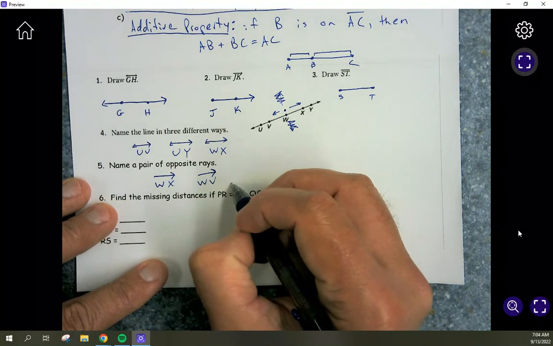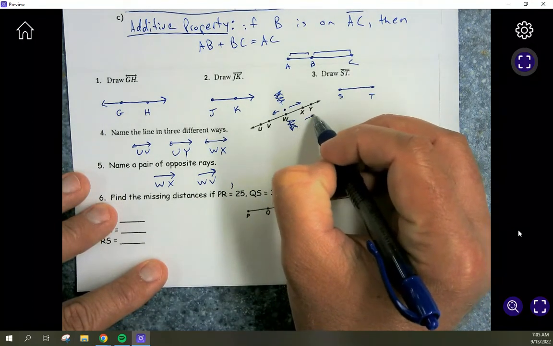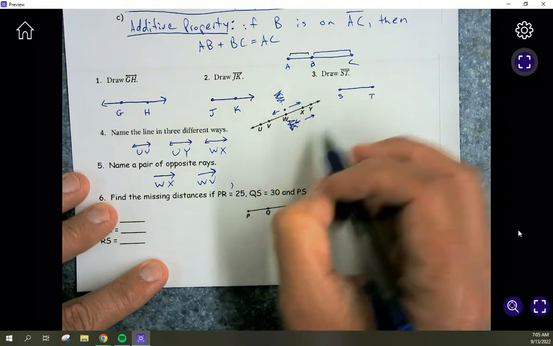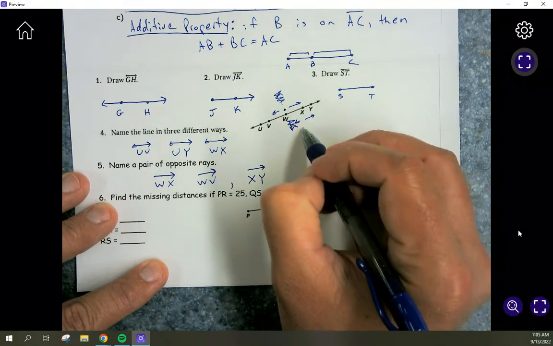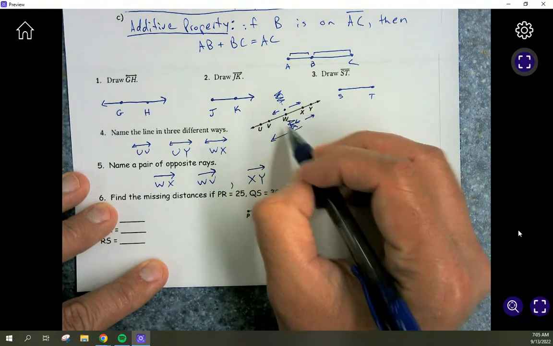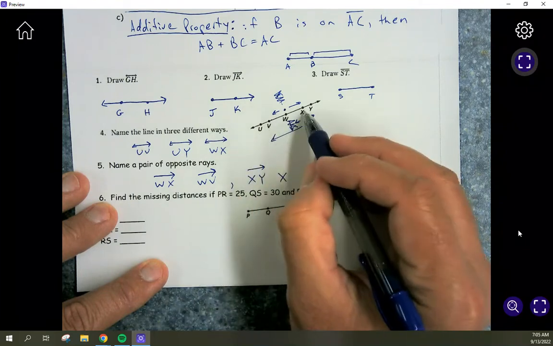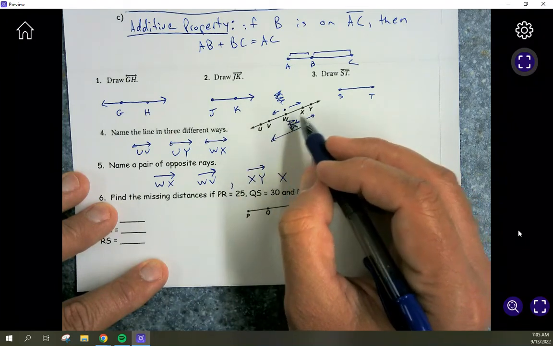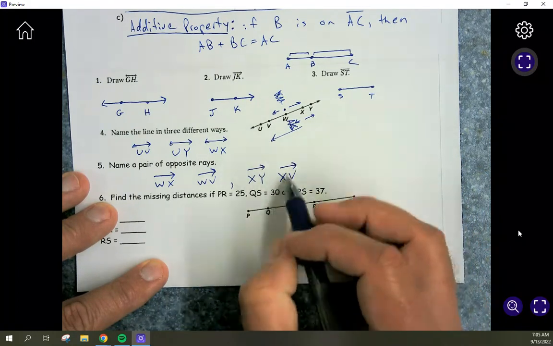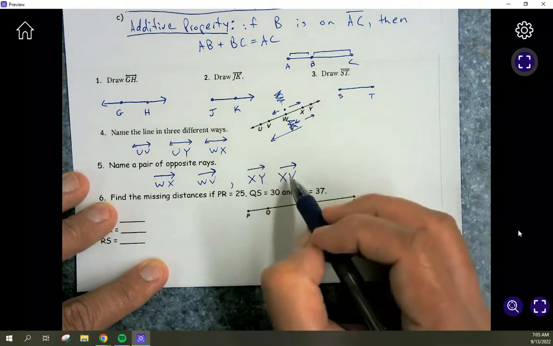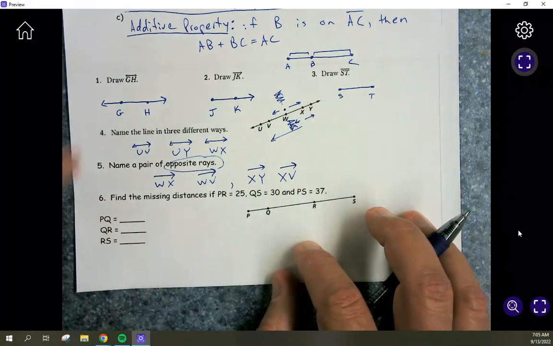This would be good. Let's name one more pair here. Let's talk about the ones that maybe start at X and go each direction. So this way would be XY. Again, I have to start with X. And then this direction, I have to start with X because that's the endpoint. And then it goes forever through all 3 of these points. So I could call it XW or XV or XU. It doesn't matter. But XY goes this way, XV goes this way, both starting at X. Those are opposite rays.